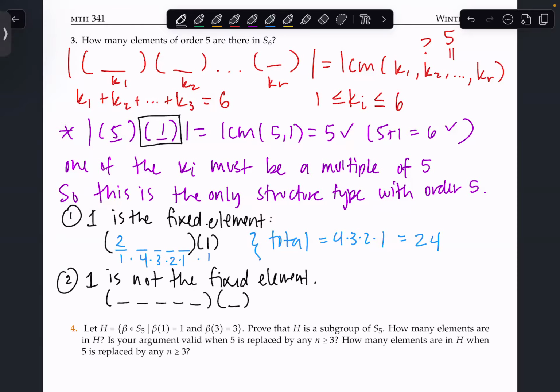And which one do you think is easier to start with in terms of the counting? The 5 cycle or the 1 cycle? My 1 cycle. How many choices do I have here? Right, we're starting with S6. So yep, I have 6 total options, except now I'm in the case where 1 is not the fixed one. So I actually have 5 total options for this one here. Anything but 1.